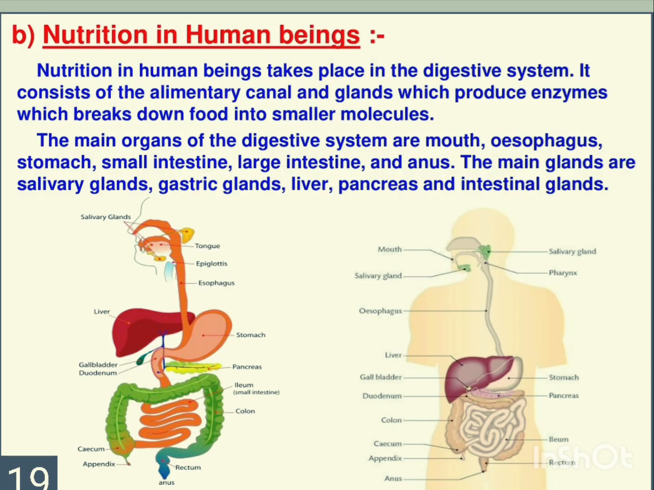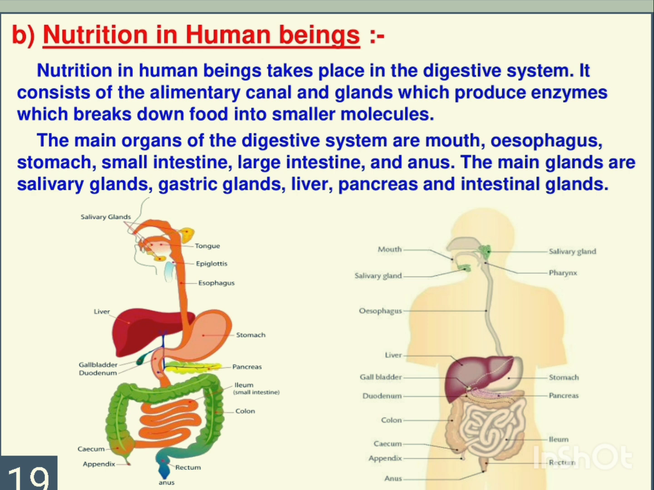Next, we have nutrition in human beings. Nutrition in human beings takes place in the digestive system. We have a separate part in our body where digestion takes place, and we have a digestive system because we are multicellular organisms. We have numerous cells in our body.